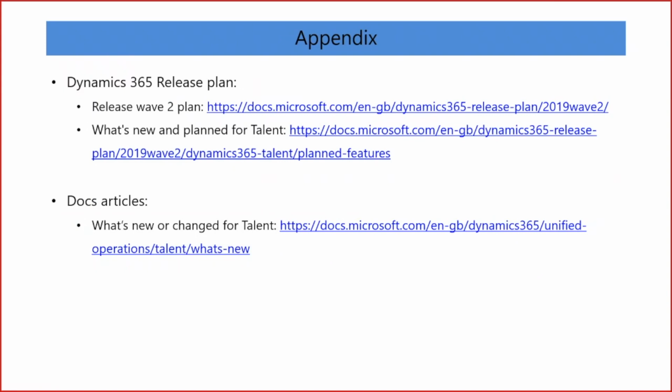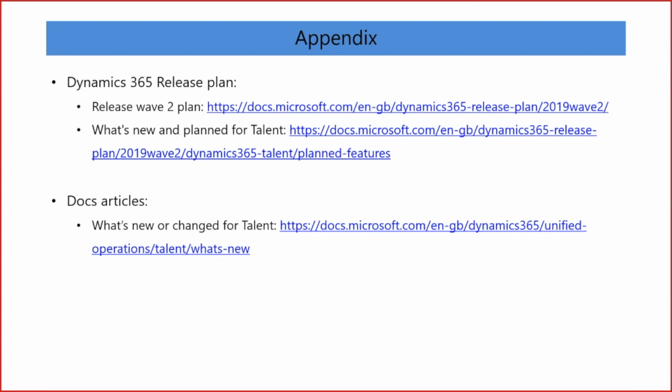So coming to the appendix, I would like to highlight, maybe most of you are aware, we have released the Wave 2 plan. That's our release plan, which covers our roadmap from October 2019 to March 2020. The first link gives you information across all our Dynamics 365 products. The next link, what's new and planned for talent, is specific to the new and planned features from October 2019 to March 2020. So you could visit them and look at them.